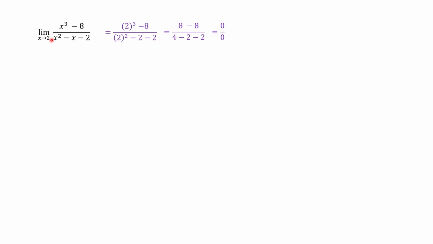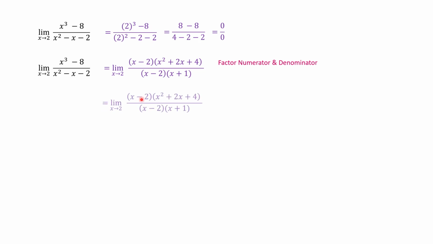Because when we replaced our constant in our function we get 0 over 0, we should factor numerator and denominator to cancel the common factor from numerator and denominator. According to the identity that we reviewed, x cubed minus 8 can be rewritten as x minus 2 times x squared plus 2x plus 4, and x squared minus x minus 2 is a quadratic form. We can easily factor it and rewrite it as x minus 2 times x plus 1. The common factor is x minus 2.